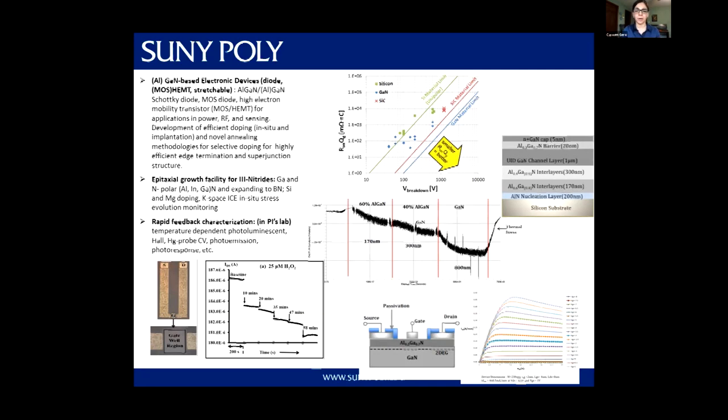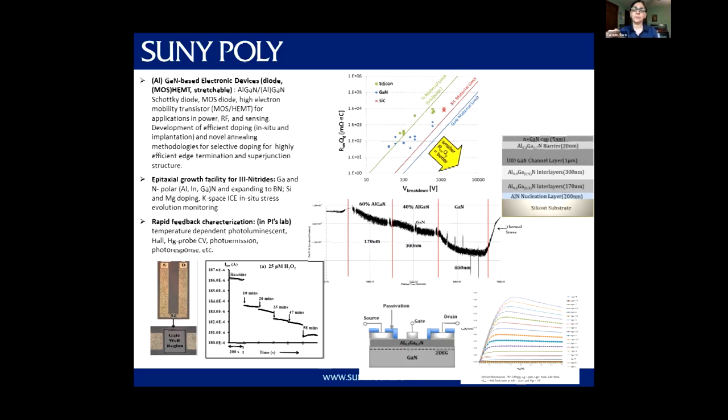And sometimes we collaborate with others to integrate them into devices, into systems. So here are some of the examples that I have provided to you. Some of the active research that we have going on is in using III-nitride semiconductors for application in power electronics, creating devices such as MOS-HEMT, high electron mobility transistors, and metal oxide HEMT devices, integrating them into stretchable device applications.